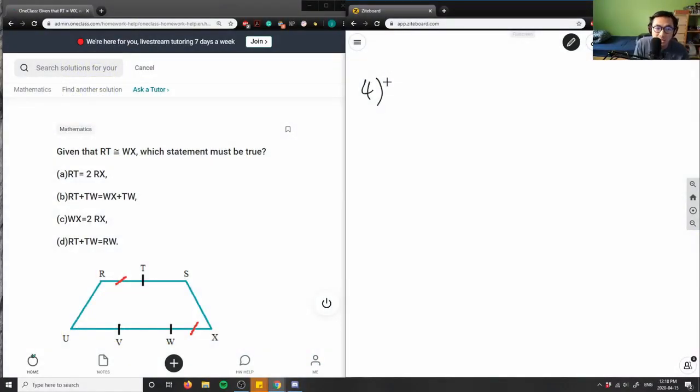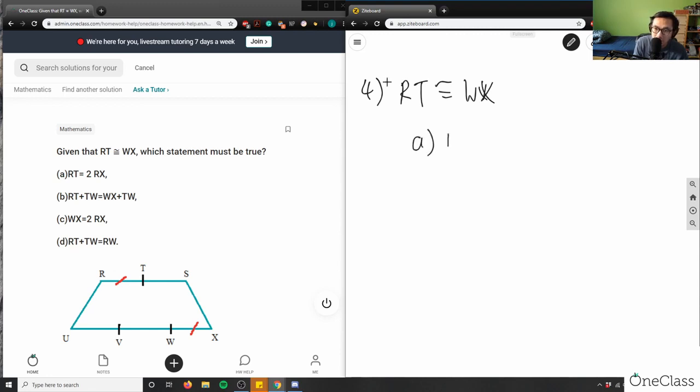So given RT is congruent with WX, which statement is true? So let's break this down into 4 different things.